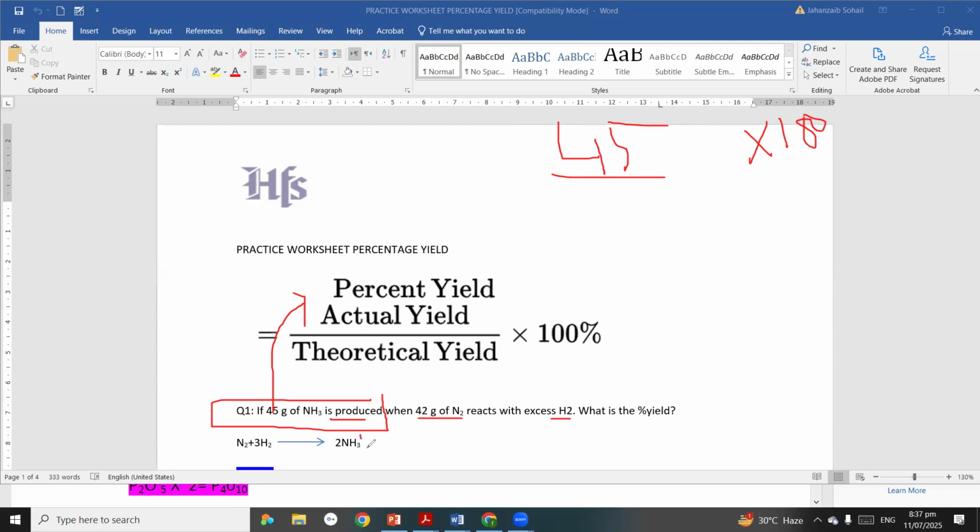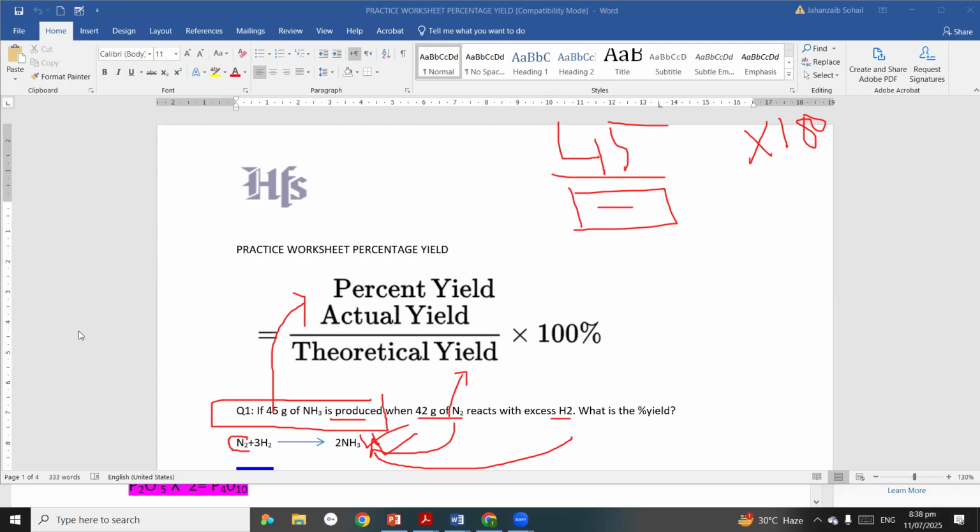This is the equation and this is our product, and the data given is nitrogen. With the help of the given nitrogen, first I will calculate the mole of nitrogen. Then applying the ratio, I will calculate the mole of ammonia. After that, I will calculate the mass of ammonia and keep it over there. Is it clear or not? Yeah, it's clear. Then you divide these two values and multiply by 100, and you get the percentage. It's so simple.